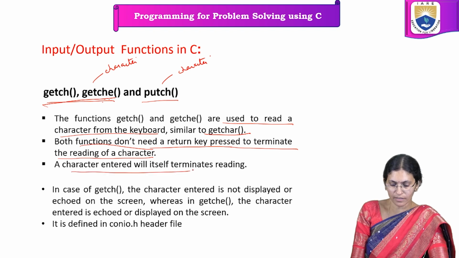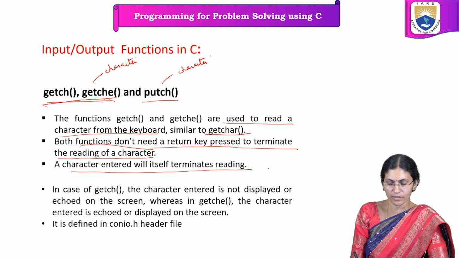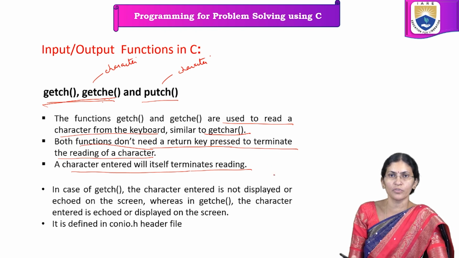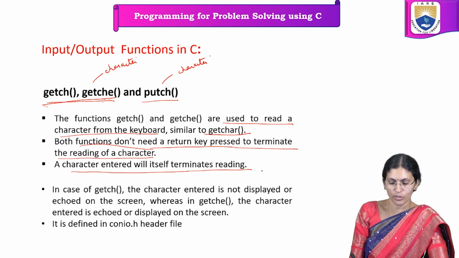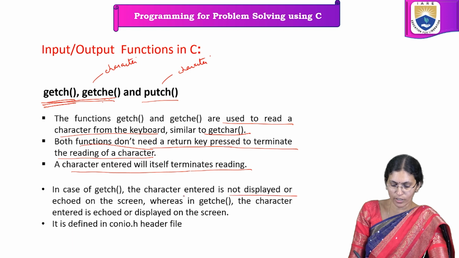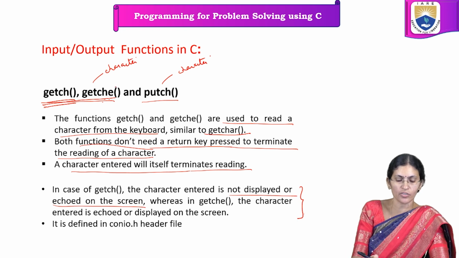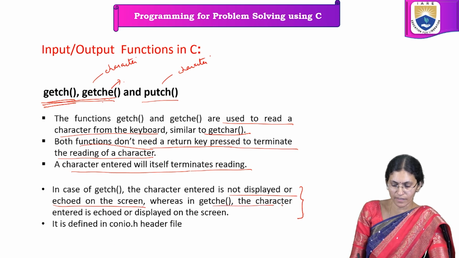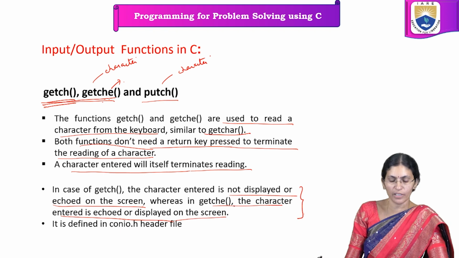Here the character entered will itself terminate the reading. The program will not wait for the user to press the enter key or new line character. It will terminate as soon as this function is executed. In case of getch, the character entered is not displayed or echoed on the screen. This is the difference between getch and getche. E means echo here. In getch, the character entered is not echoed on the screen, whereas in getche, the character is echoed or displayed on the screen.